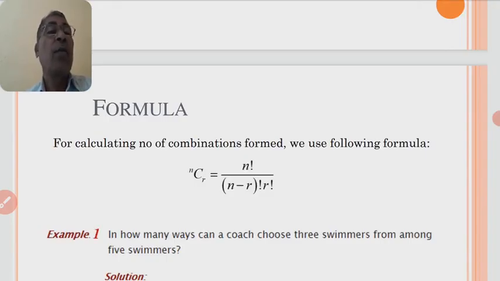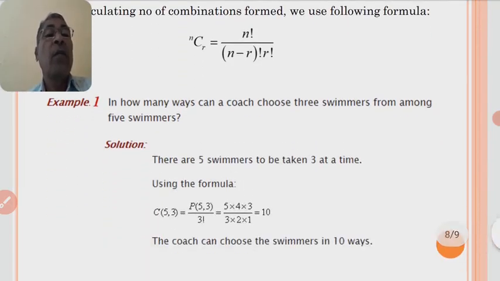Formula. For calculating the number of combinations formed, we use the following formula. The number of combinations of n things taken r at a time can be written as n factorial upon n minus r factorial into r factorial. Now, we will solve some examples on combination.